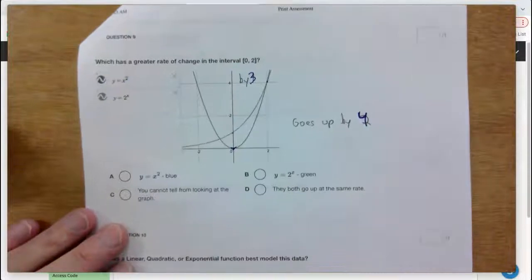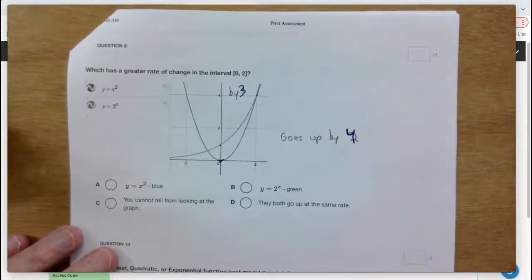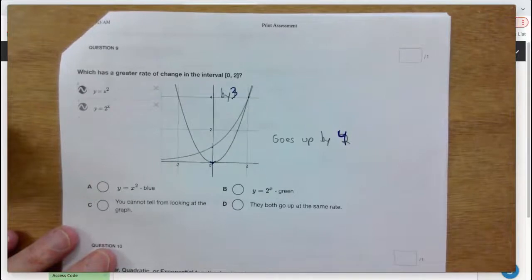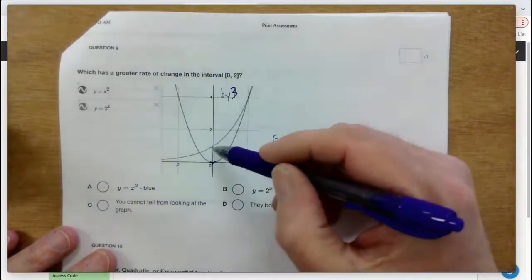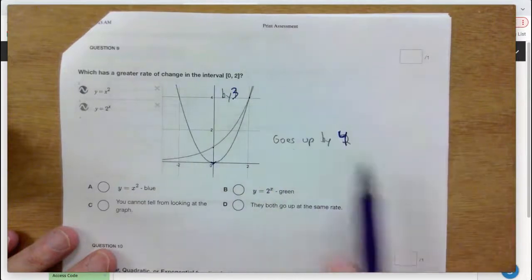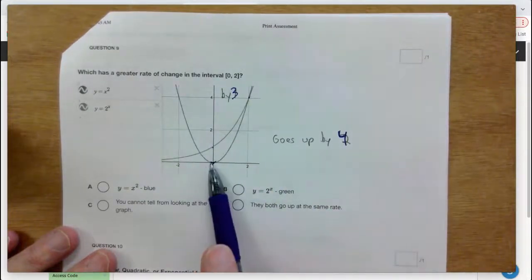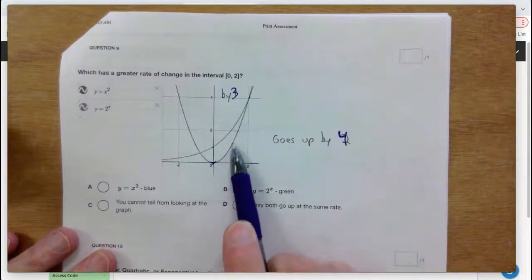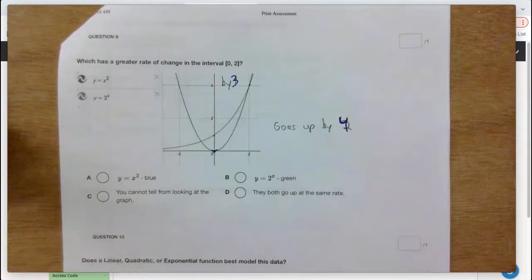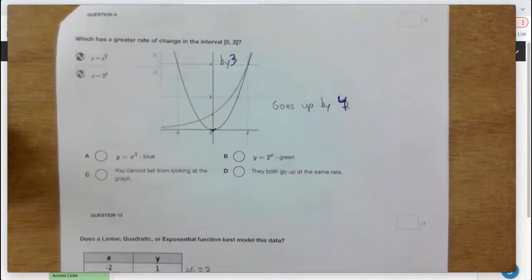Greater rate of change. Again, we had this in the warm-up, the exact problem. One of them goes up by 3, and one of them goes up by 4. The one that goes up by 4, I think that's the bottom one. I think it was blue. It's the quadratic. The quadratic goes up by 4, the greater rate of change in the same interval.